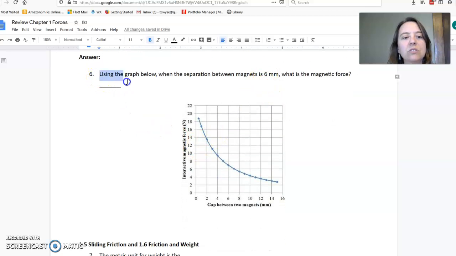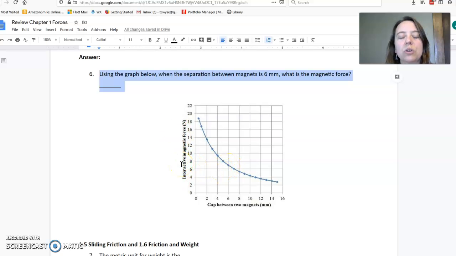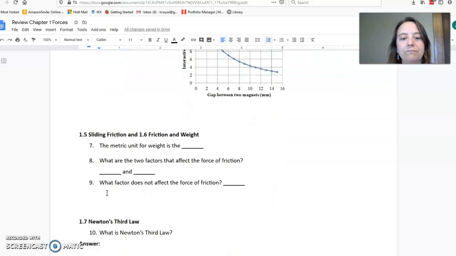Number 6, using the graph below, when the separation between the magnets is 6 millimeters, what is the magnetic force? And you'd want to go up to 6 to the line and then go over and figure out what the force is and make sure you use units. So of course, as we're going along, you should pause the video until you're ready for the next one.